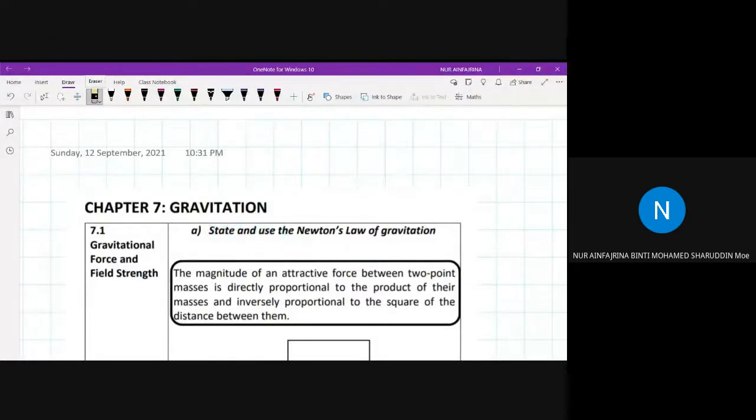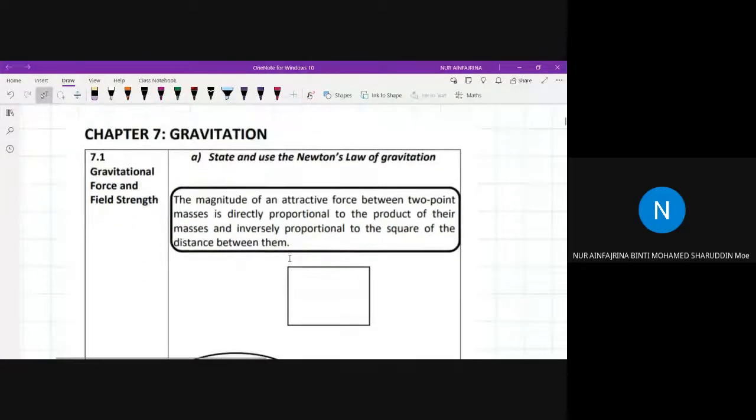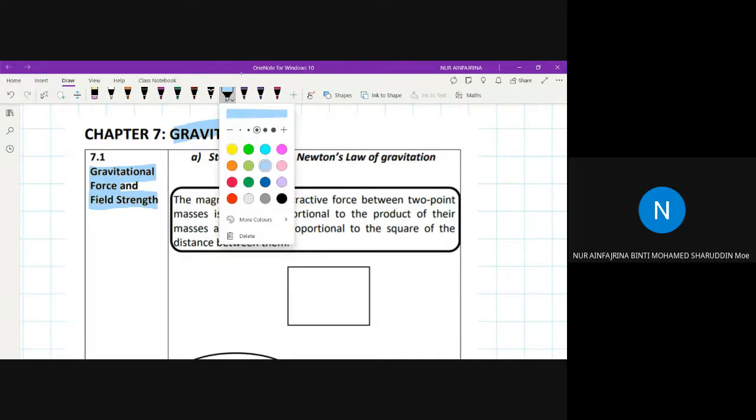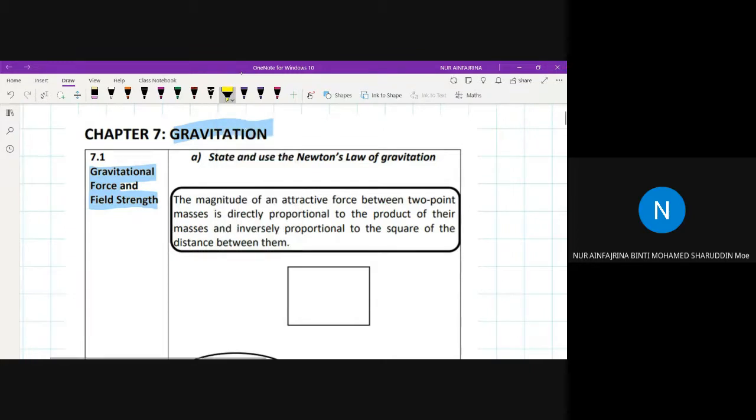Okay, so kita akan belajar chapter baru iaitu gravitation. Okay, now can you see my screen? Yes. Okay, so this is a new chapter, gravitation. Alright, our first part of gravitation is we are going to learn about gravitational force and also field strength. And the first learning outcome is state and use. Okay, so kita kena state and use the Newton's law of gravitation.